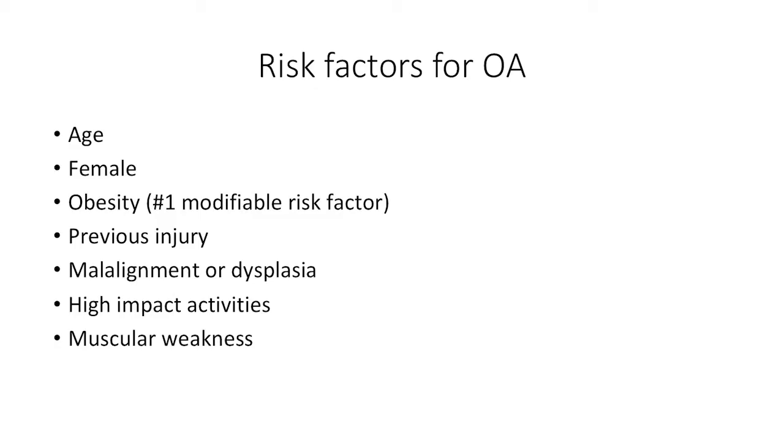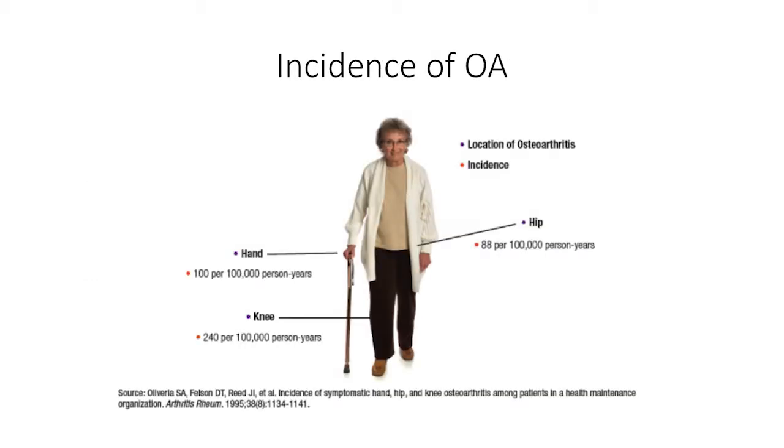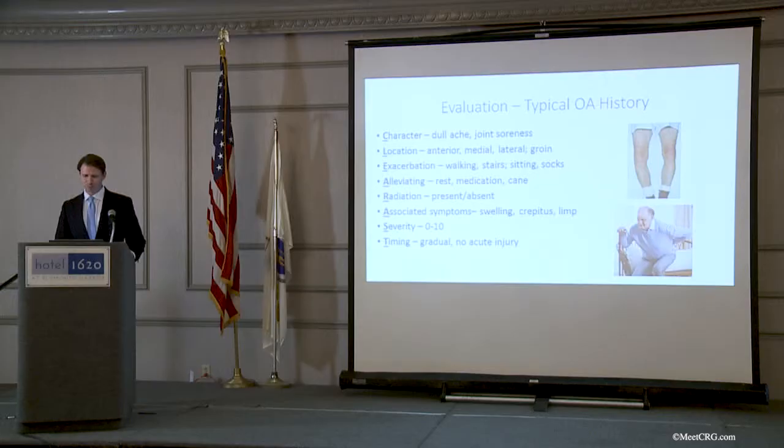So risk factors: older age, female sex, obesity. This is the number one modifiable risk factor. Previous injury to the hip or the knee, malalignment in knees or dysplasia in the hip, high impact activities, or muscular weakness. So the incidence for knee arthritis is about 2.5 per 1,000 patients per year. Hip incidence is about one third less than that.